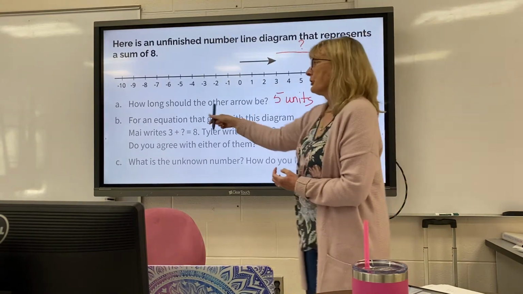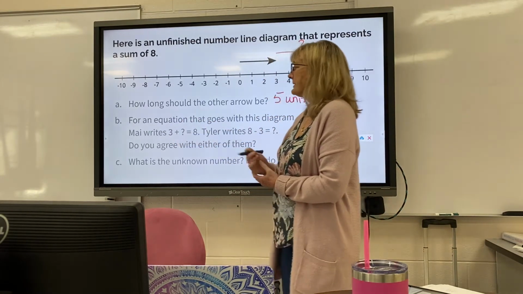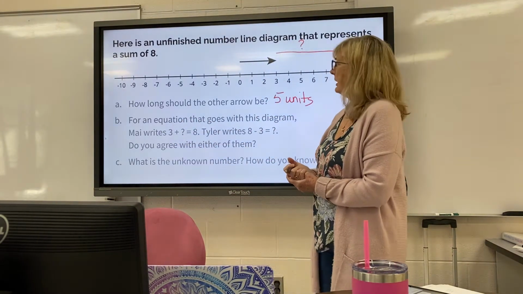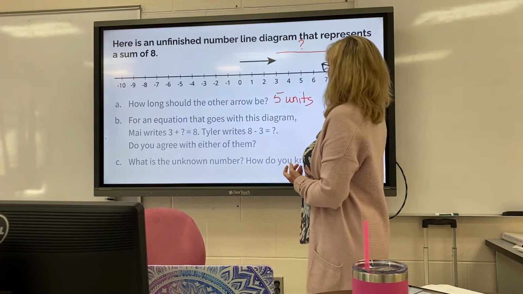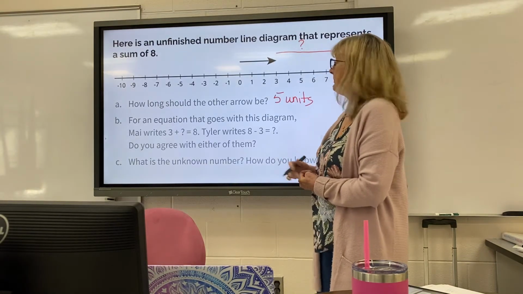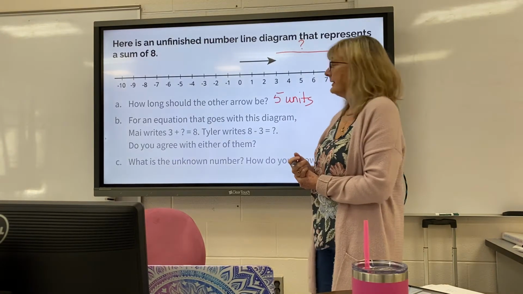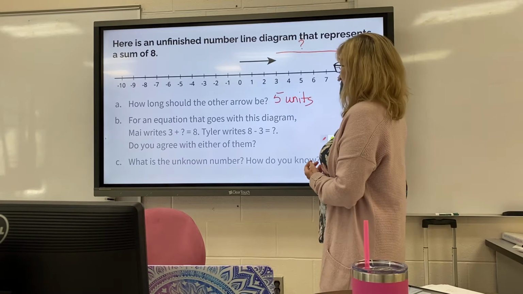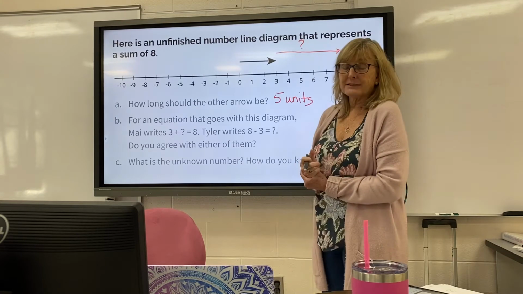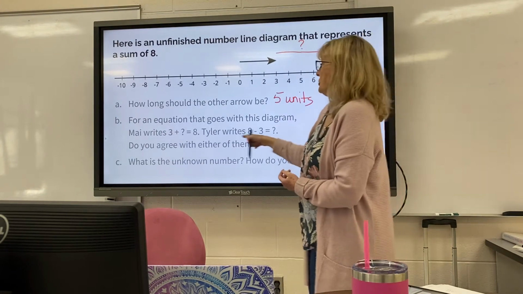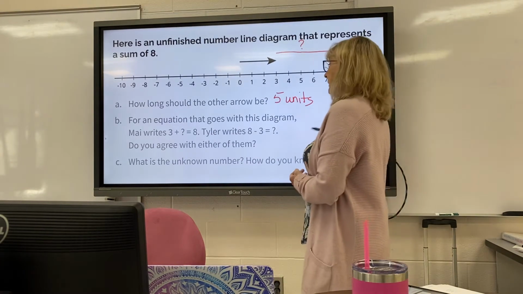All right, for an equation that goes with this diagram, Mai writes 3 plus something equals 8. Okay, do you see where she got that from? 3 plus something equals 8. Yes. Okay, Tyler wrote 8 minus 3 equals something. So he took the answer, subtracted the number that we were given, and that's how he's going to find the something. Okay, do you agree with either of them? I agree with both of them. You agree with both of them, why?